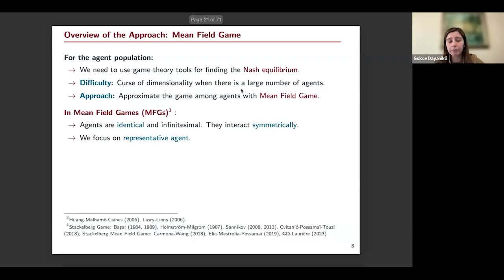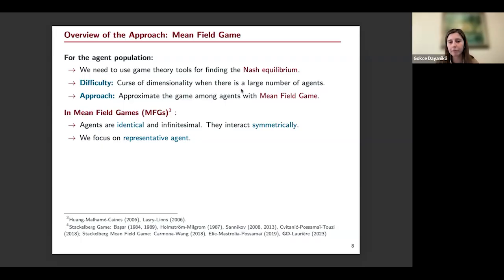A mean field game is basically going to assume that the agents are identical and they are infinitesimal. It is a little bit counterintuitive, but what's going to happen is that the number of players goes to infinity, and in this way, the specific person we look at becomes infinitesimal. And since the agents are identical, and since they interact symmetrically, which means that each agent is interacting with every other agent at the same level in the same way, we can focus on a representative agent.